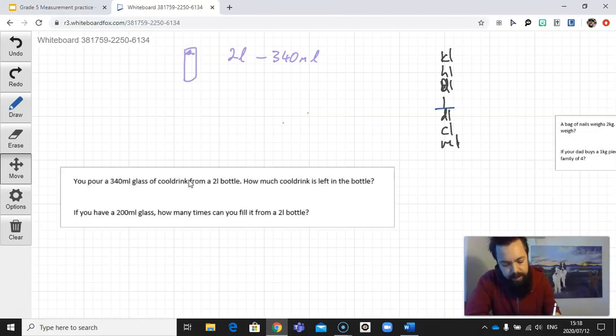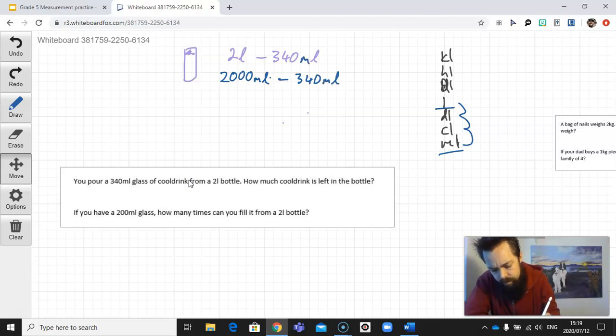We wanted to go from liters to milliliters, so that's 1, 2, 3, which means we're going to put 3 zeros on. So we get 2,000 liters minus 340. Sorry, that's not liters, now we've converted it, it's milliliters minus 340 milliliters. Okay, so now we just need to do a simple subtraction. So I'm going to lay it out neatly like this. So 2000, I'm going to do column subtraction, minus 340.